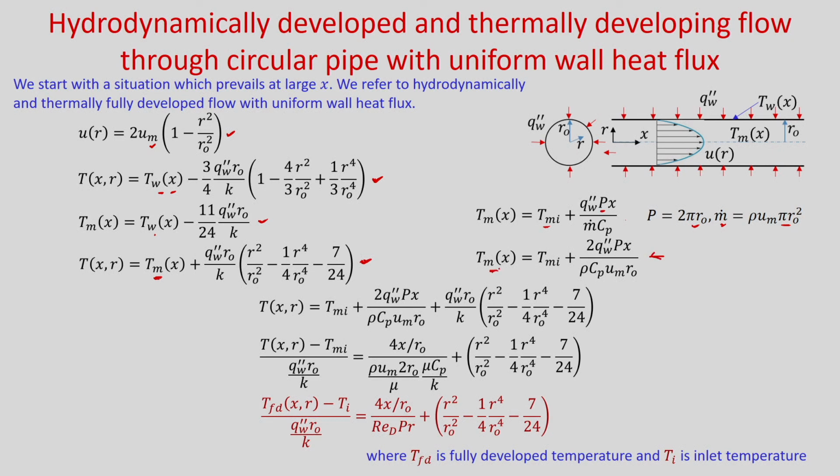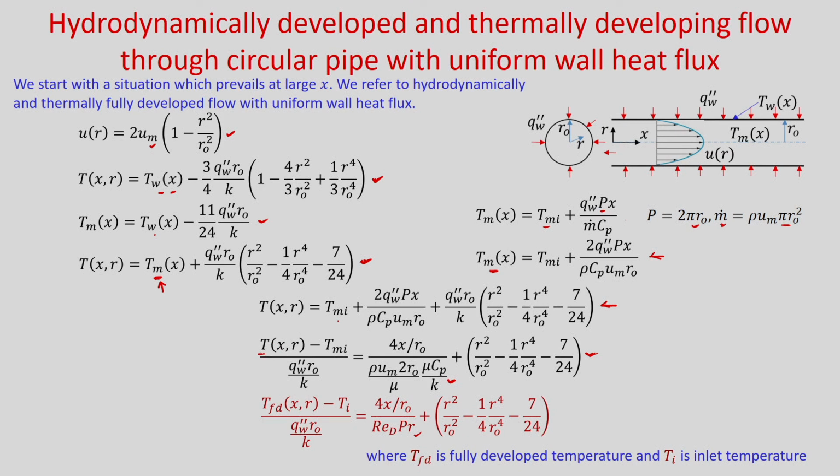Now, this Tm value you put in this equation. If you put it, you will get this equation. So, if you take Tmi to the left hand side and divide by q''w r0 by k, then you can write it in terms of a non-dimensional quantity. In this particular case it becomes 4x by r0, and after rearrangement you will get Reynolds number times Prandtl number, which is also a non-dimensional quantity. So, we have written this T.